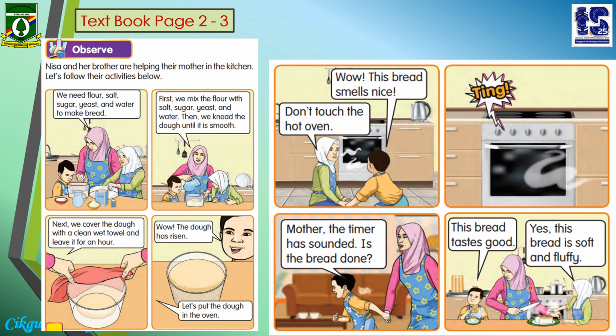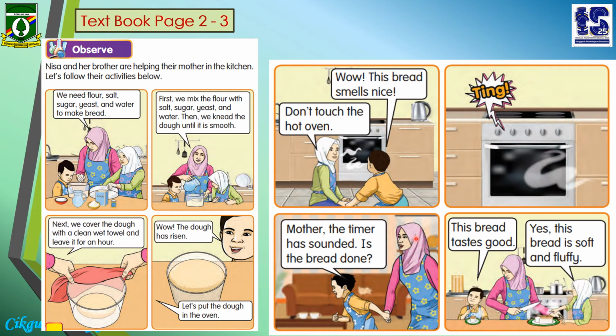Mother cut the bread and Lisa's brother tasted the bread. Meanwhile, Lisa touched the bread and she found that the bread is soft and fluffy. In this situation, actually, they are doing observation. They are observing the changes of the bread.